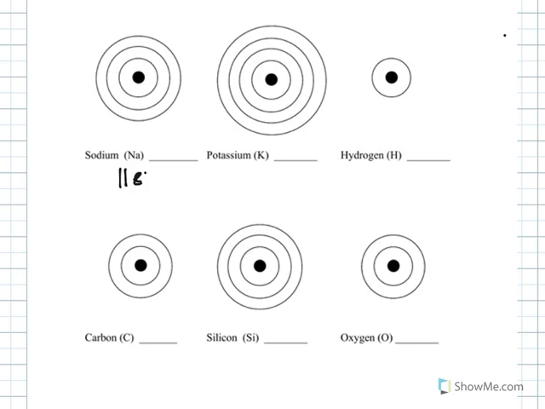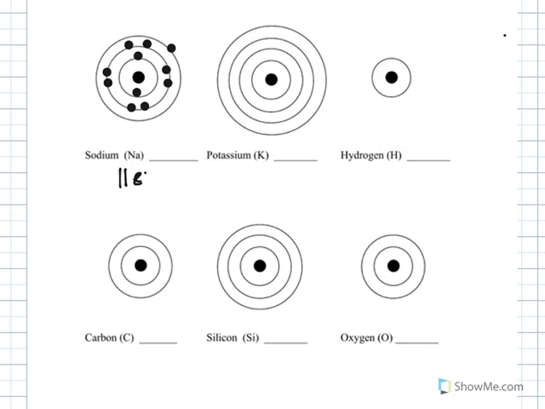So we look at the periodic table. It has 2 electrons in the first shell, 8 electrons in the second shell, and 1 electron in the third shell. So that is the Bohr model for the sodium element.